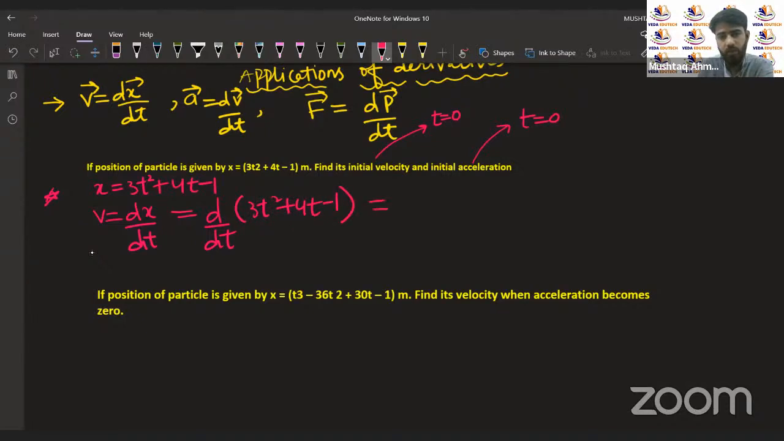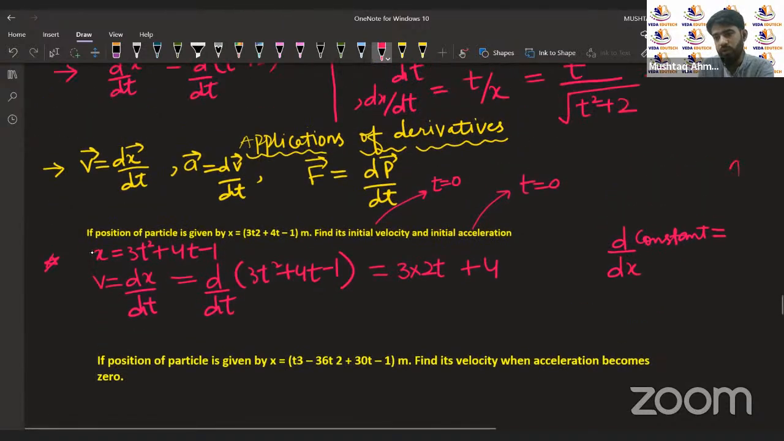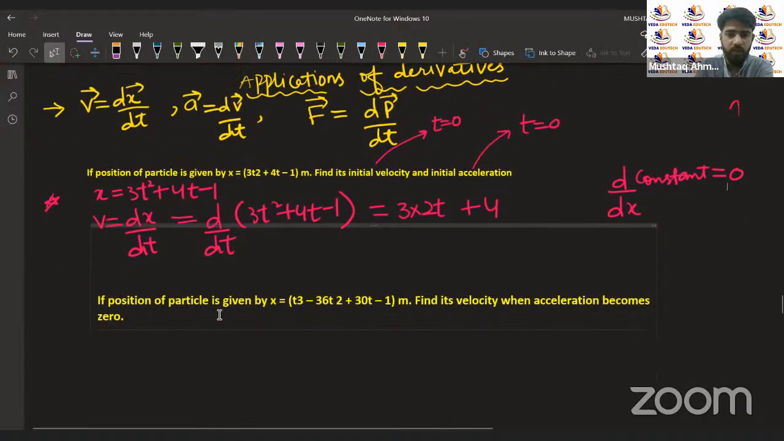Once again, we'll take the derivative of 3t square. The derivative of 3t square will be, 3 will come out, and the derivative of t square will be 2t, and the derivative of 4t will be 4, and the derivative of minus 1 is going to be 0. We already studied that d by dx of any constant is always 0, because a constant does not change. So its derivative with respect to any variable will always be 0.